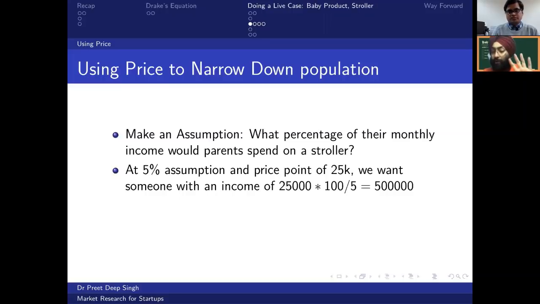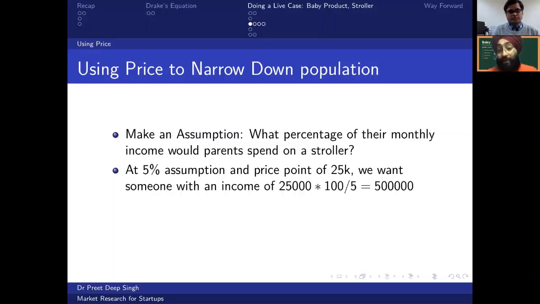Do not bother about the specific numbers in this case. Just understand the process and be with me in this. Whatever your product or service is, whatever your assumptions are, it will change. So don't bother on this. Just be with me on this, right? So we have now established that a person whose salary is 5 lakh rupees monthly can afford our awesome product.